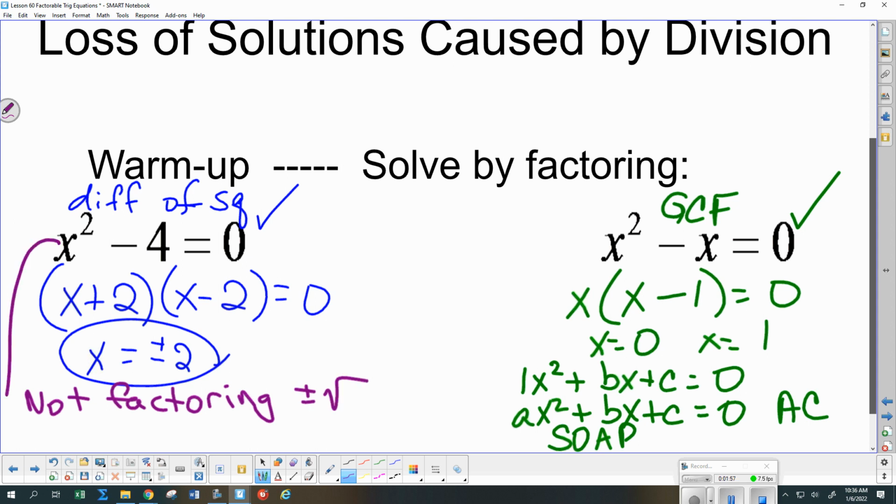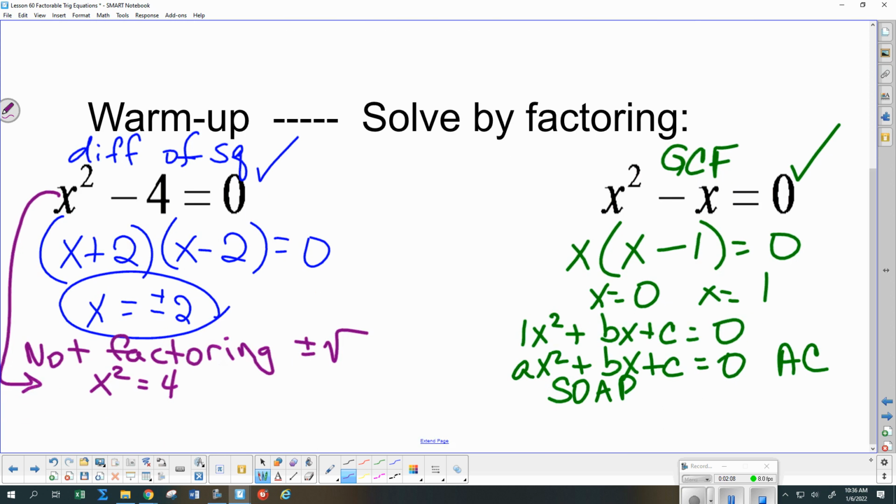And so I could have done this one with the plus or minus square root method if I said x squared is 4. So I have something squared equals. Then I can take the square root of both sides as long as I put the plus or minus in. And once again, I still have the x's plus or minus 2. So just wanted to have these in our heads as we get started on these problems.